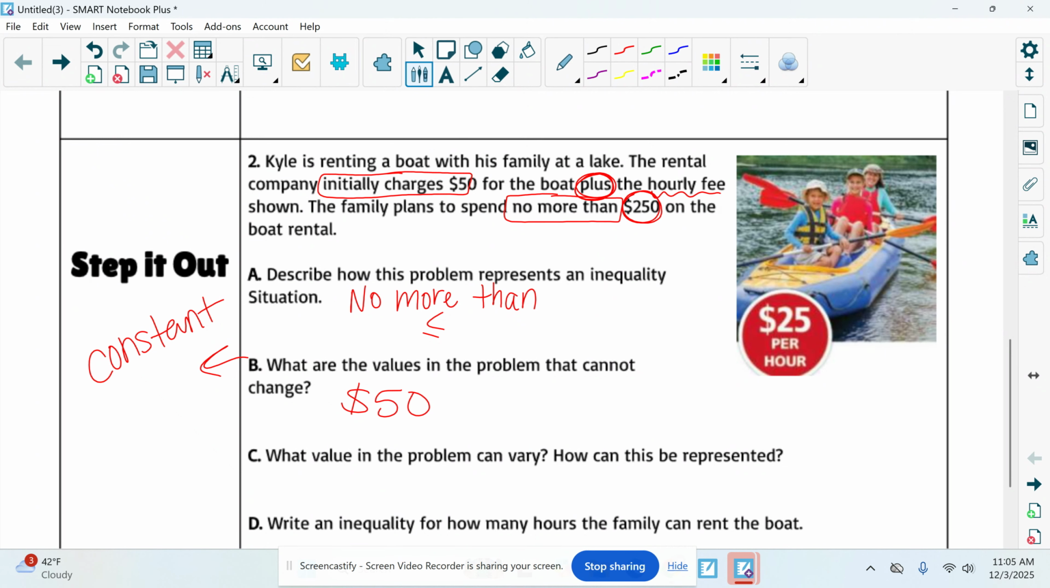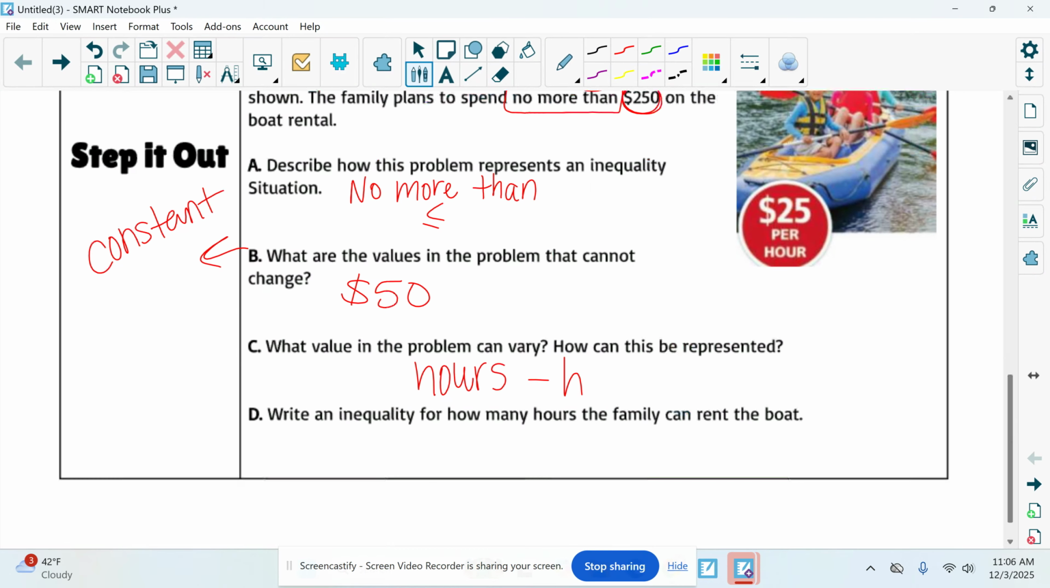Okay? What value in the problem is going to vary? What's going to change? The number of hours. How long? How can we represent this? Because do we know this part? No, this is our mystery. So how can we represent this? You could, with a variable, right? You could use H, you could use X, you could use whatever you wanted to use. I'd probably use H since we're talking about hours. I try to keep my variable with what we're talking about.